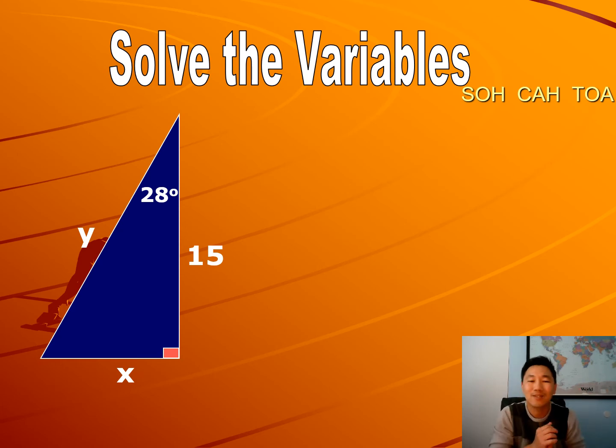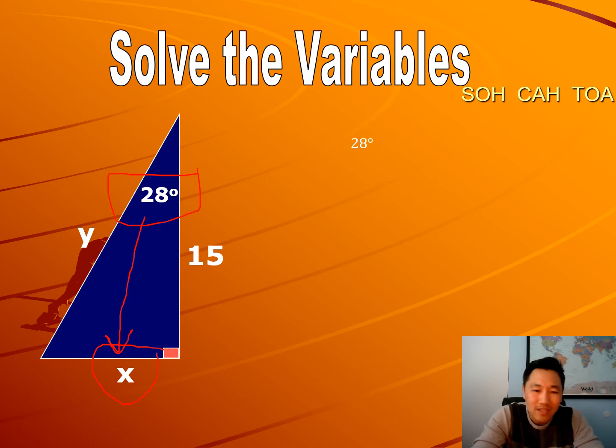Sometimes they ask you to solve for more than one thing. So in this case, this one has an x and a y. But you do it the same way. You solve one letter at a time. Let's focus on the x first. We'll solve for x. First thing you do, write down the degrees, the 28. How does the 28 relate to the x and the 15?